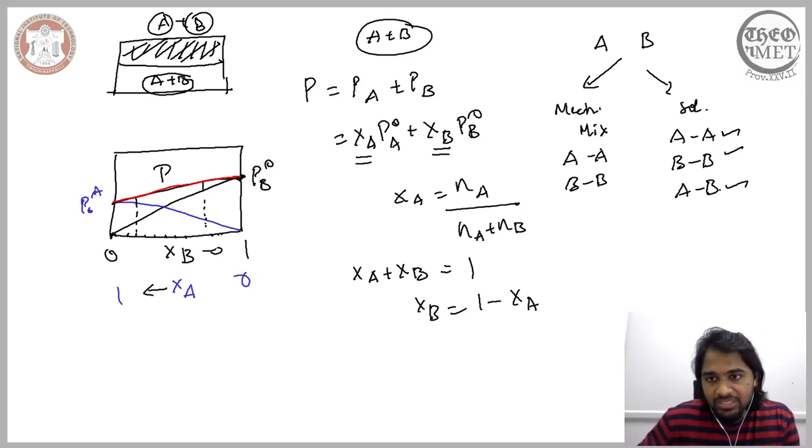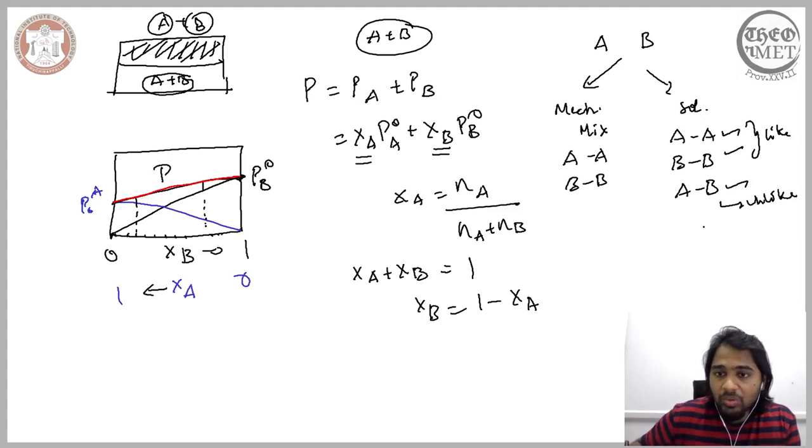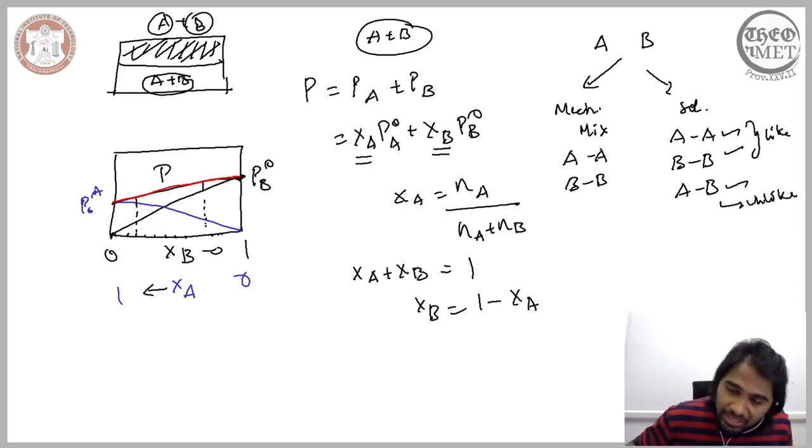So these are like bonds and these are unlike bonds. The total number of atoms present in the vapor phase depends not only on the like bonds but also on the unlike bonds. These bonds are formed in the liquid phase, in the solution. Now when these components need to occupy the vapor phase, they need to break away from these bonds. In the mechanical mixture, they need to break away only from the like bonds. However, in the case of a solution, they need to break away from the unlike bonds in addition to the like bonds.